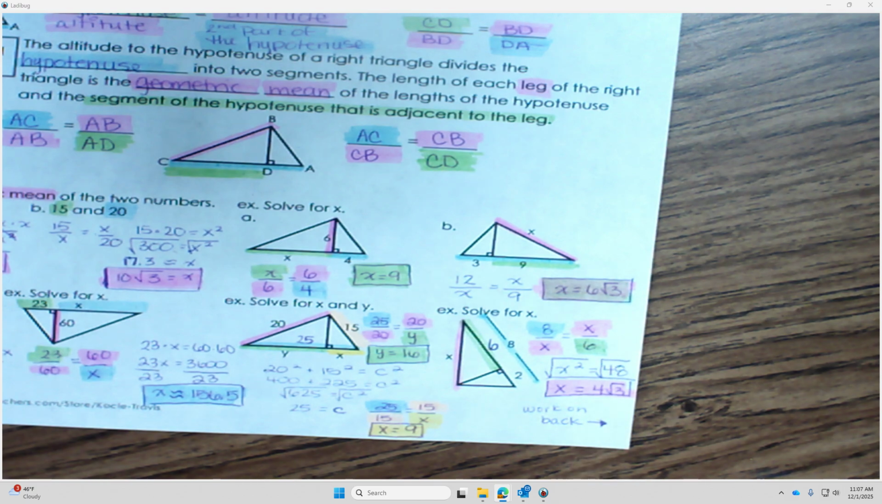Whew, that was a long set of notes. Hopefully you stuck with it, you checked your work, and everything's making sense.